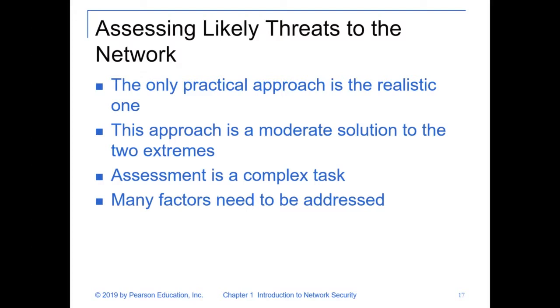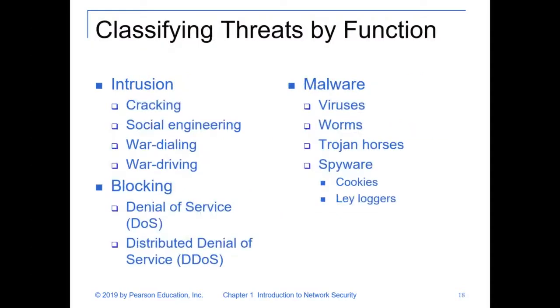We look at the three most common threats to networks: intrusion, malware, and blocking or denial of service. So these are threats, whether it's a virus, a worm, a denial of service attack, or social engineering, they're trying to get access to our system.